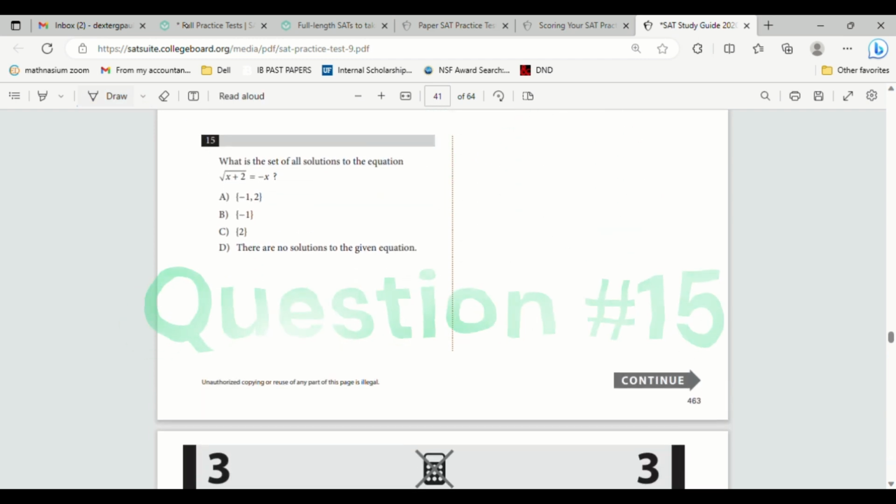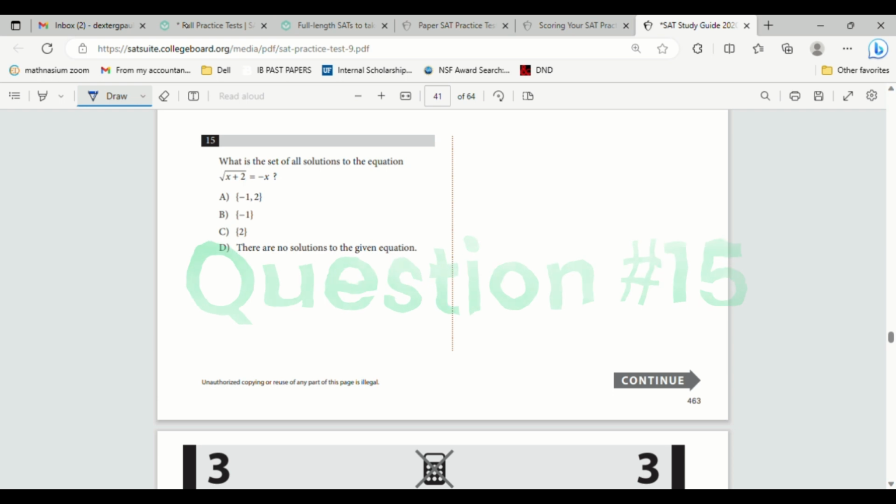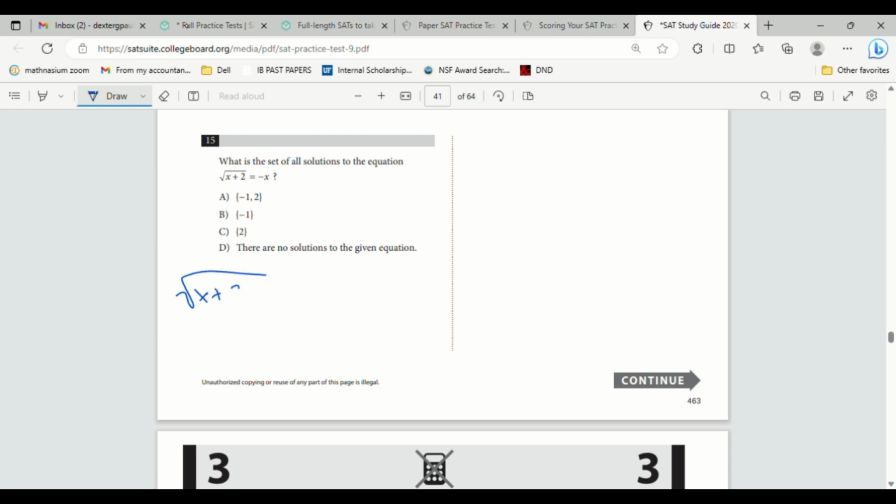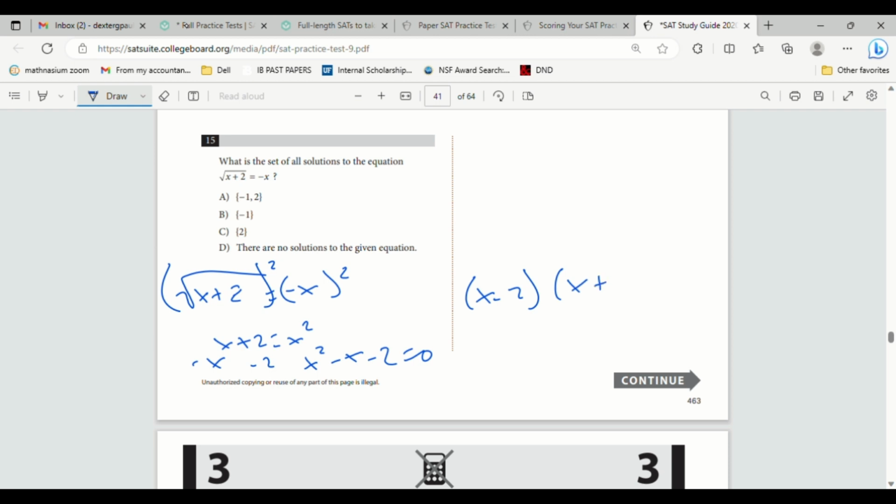Number 15, what is the set of all solutions to the equation square root of x plus 2 equals negative x? So we can solve. So square root of x plus 2 equals negative x, so we square both sides. That's x plus 2 equals x squared. Move all the terms over to the x squared side, so x squared minus x minus 2 equals 0. I'm going to factor. So numbers that multiply to get negative 2 and add to get negative 1. x minus 2 times x plus 1.